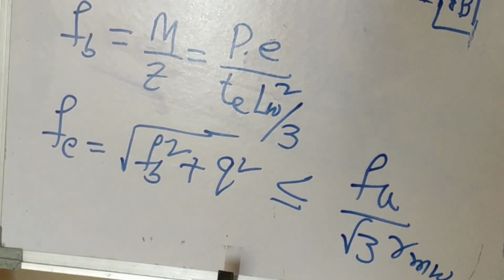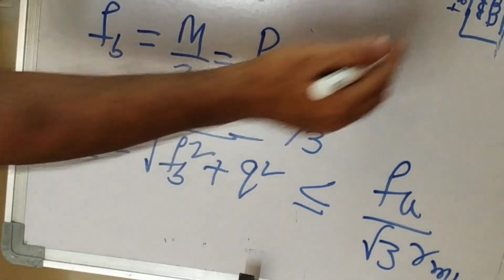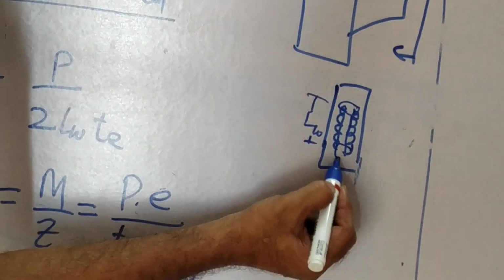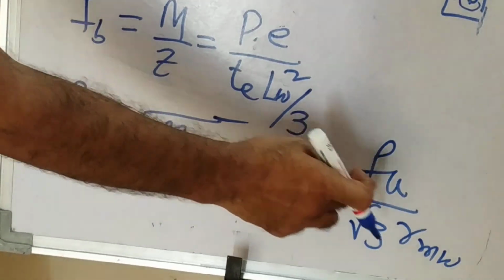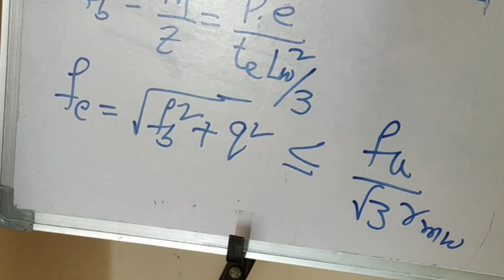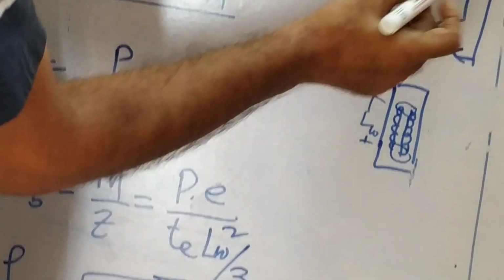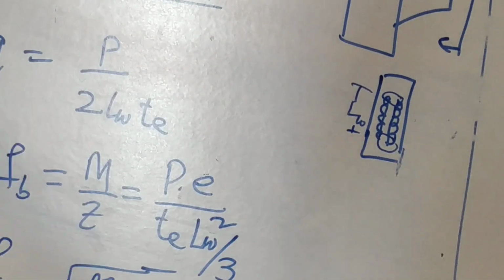So this is the direct shear stress, this is the bending stress, and this is the equivalent stress at this top point or bottom point. So the resultant stress is this, and this has to be less than or equal to the ultimate stress by root 3 gamma MW. If equal, we will be able to find out the P or the length of the weld or size of the weld, whatever is necessary.